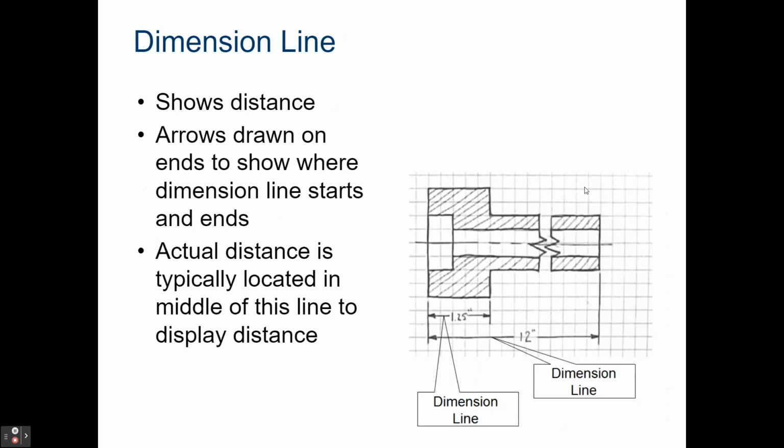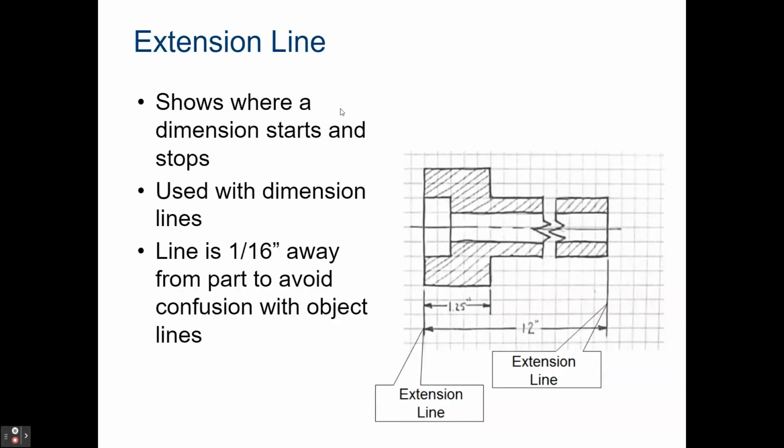All right, and the next one here is dimension lines. This will show actual distances. Arrows are drawn on each end of it to show where the dimension line starts and stops. And then the actual distance is typically located in the middle of this line to display that. So again, you have your distances here, your arrowheads, and then the lines that are actually coming off the part, those are called extension lines. So this shows where the dimensions start and stop in relation to the actual features of the object, used with dimension lines. And then there's typically like a 1/16 of an inch gap between the object lines and your extension lines. So these little gaps that you see here, that's just to make sure we're not confusing anything with the actual part.